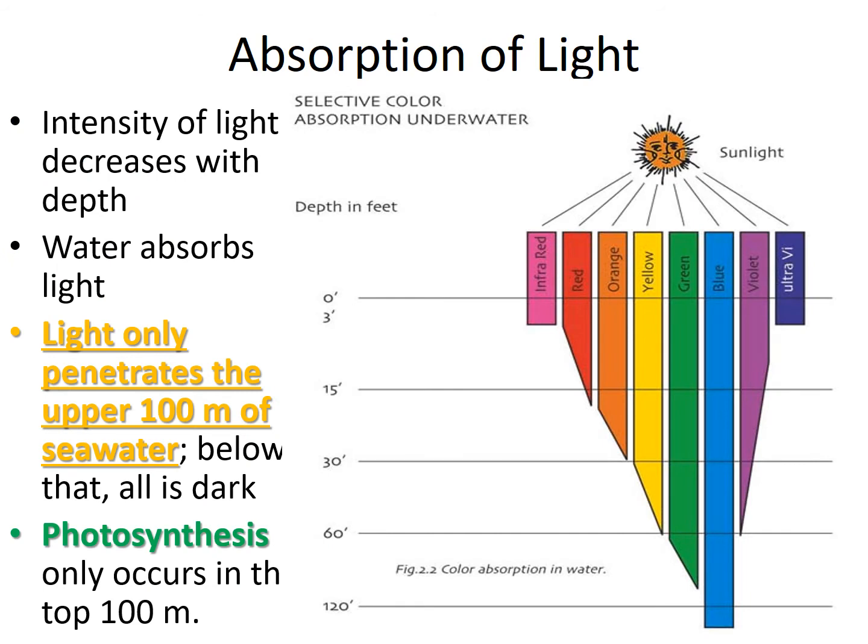Now, absorption of light. The intensity of light, or how bright the light is, decreases with depth. The further you go down, the less light you see, and that is because water absorbs light. The light from the sun can only penetrate about the upper 100 meters of the seawater. If we think about how the ocean is a couple miles deep, after about 100 meters down, you can't see any light. Photosynthesis, which we know is necessary for the survival of most life, only occurs in the top 100 meters of the ocean.